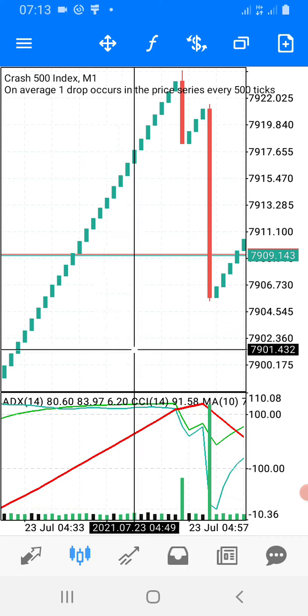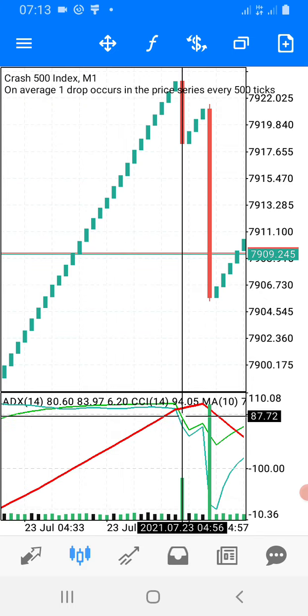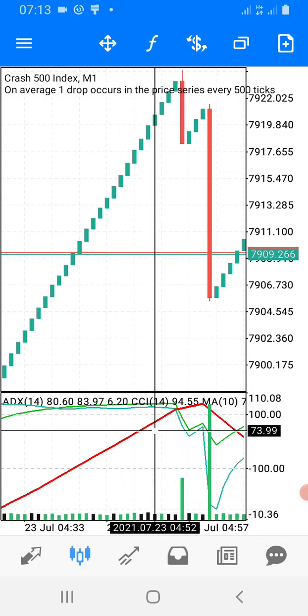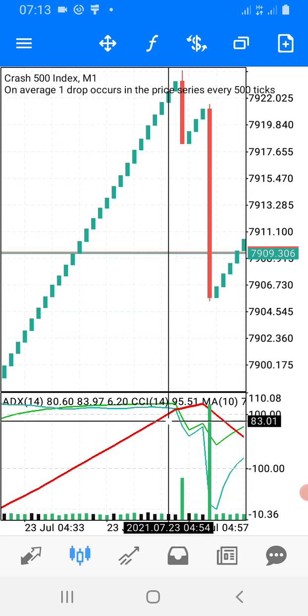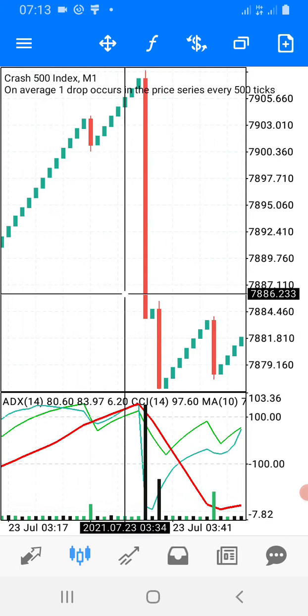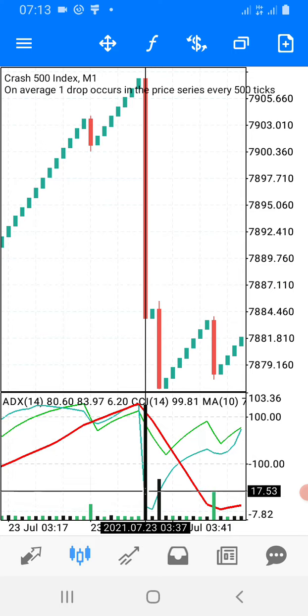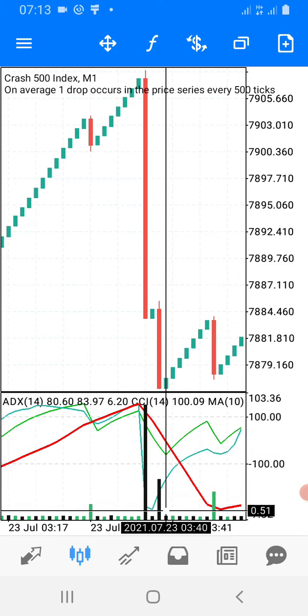So for Crash 500 it is vice versa. For Crash 500, we are looking at the overbought level, the red moving average crossing the green line at the overbought level for it to spike. Cross above, it spikes, you get a black bar. Once you get this black bar, you expect another spike. Cross the black bar, another spike.